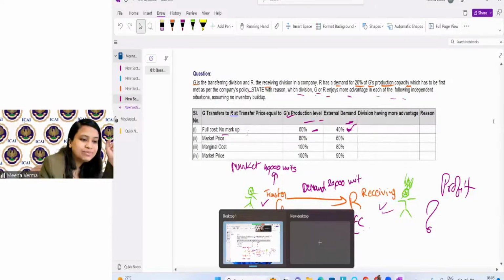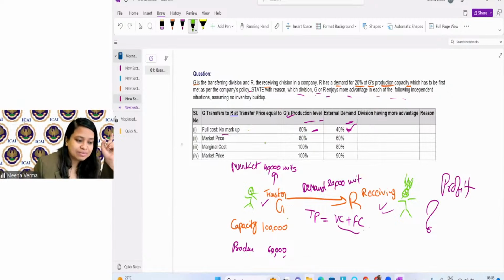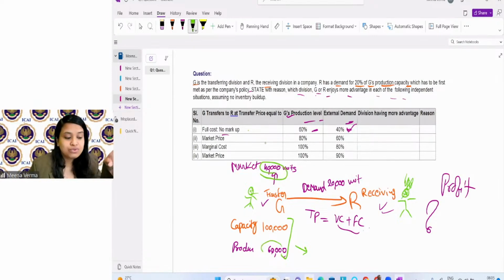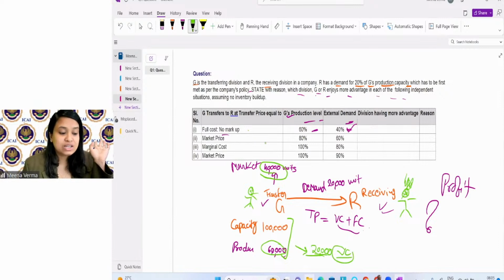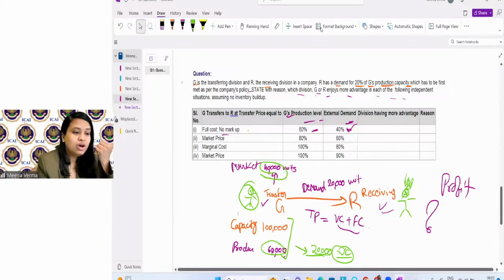Because you can see here, he has idle capacity. Manager G is producing more, but he is able to sell only 40,000 units. Out of 60,000, he can sell only 40,000 units. So 20,000 units have become surplus, extra. If these extra units were sold at variable cost, he would be happy with just that. But instead of just recovering the variable cost, he is recovering the fixed cost also. He is recovering both. So who is enjoying more? Manager of G. Okay, I hope it is clear. Manager of G will enjoy more.